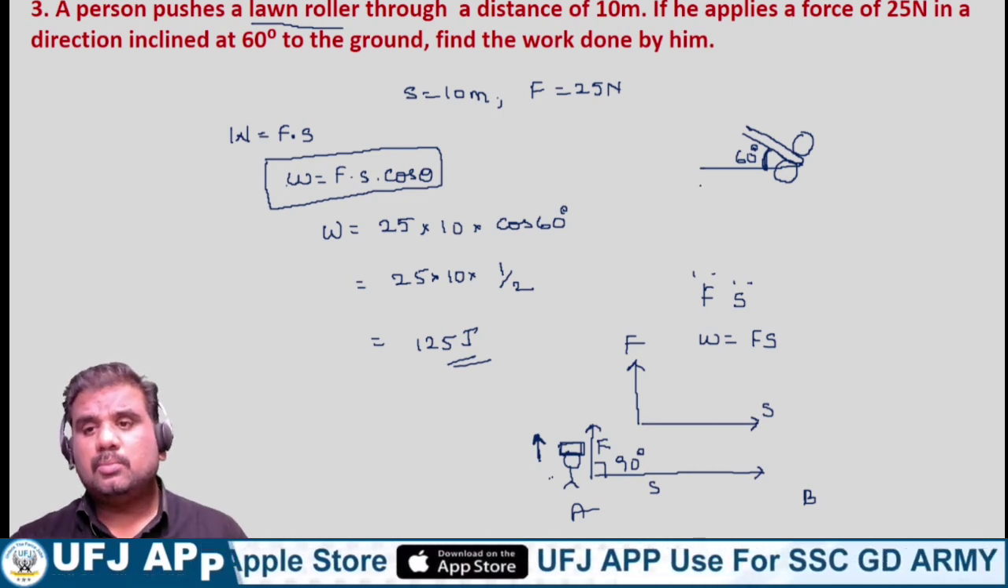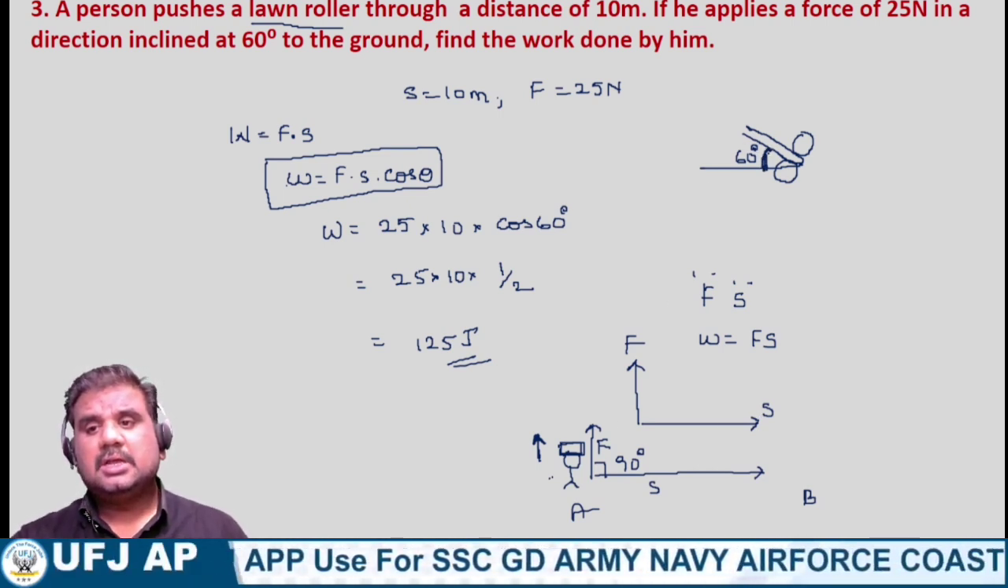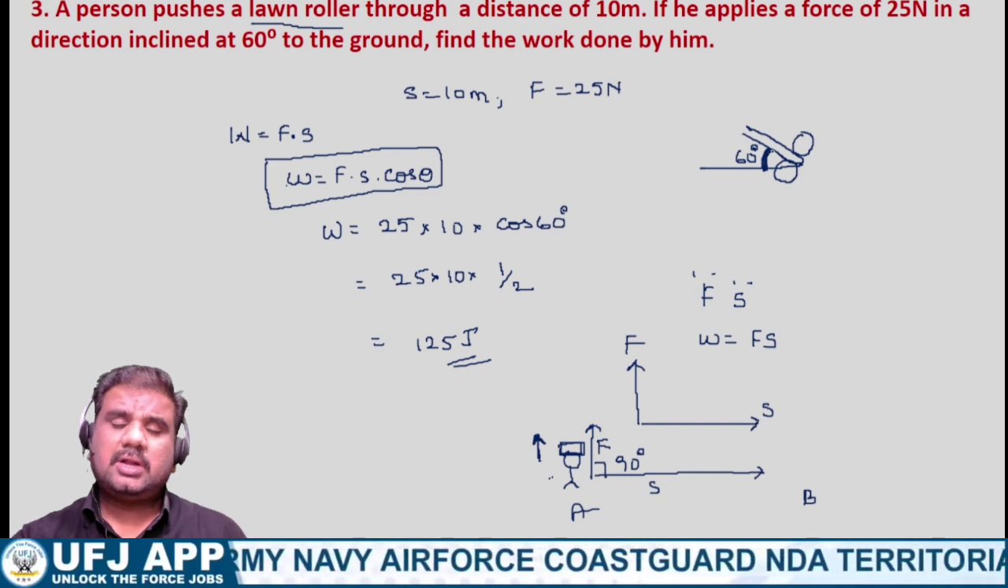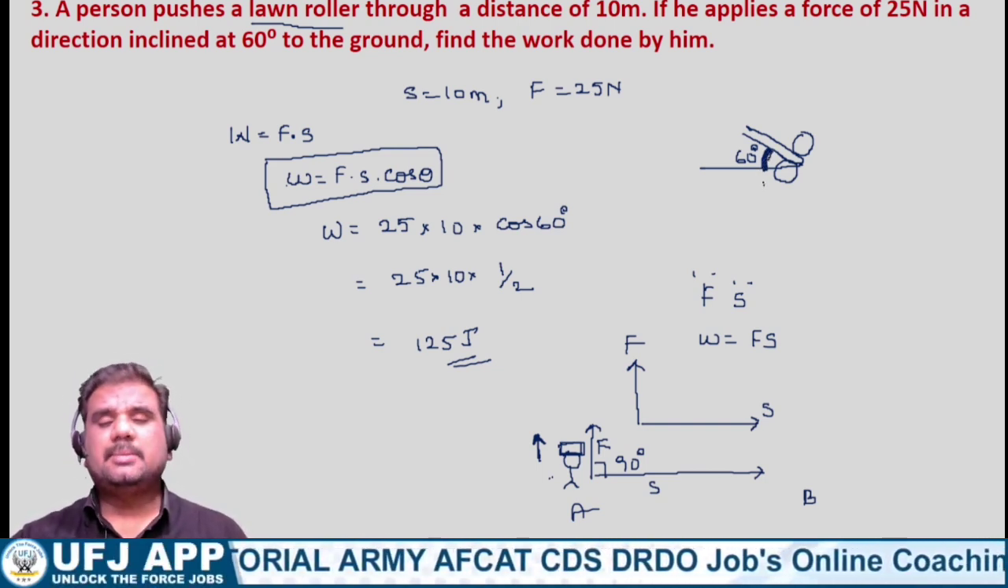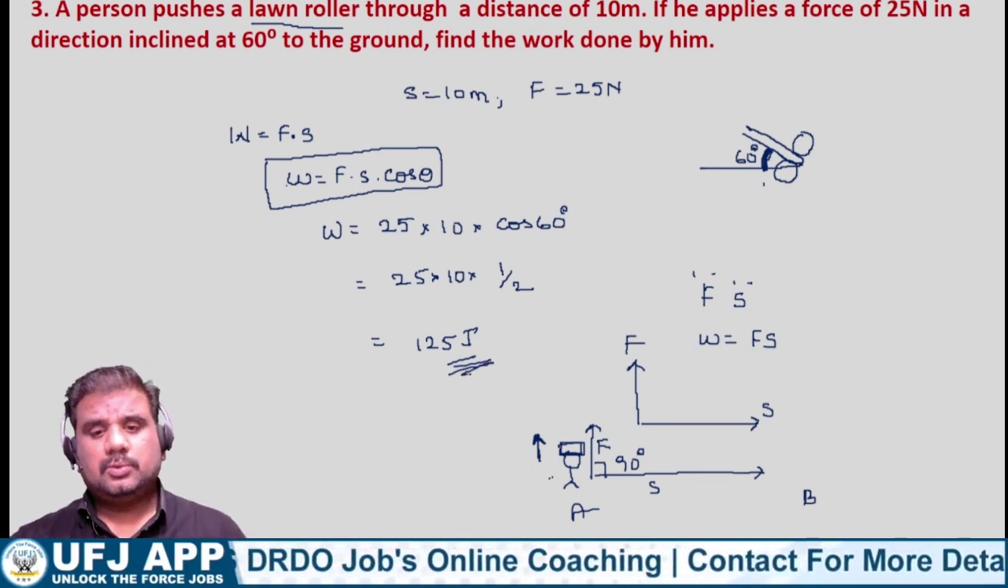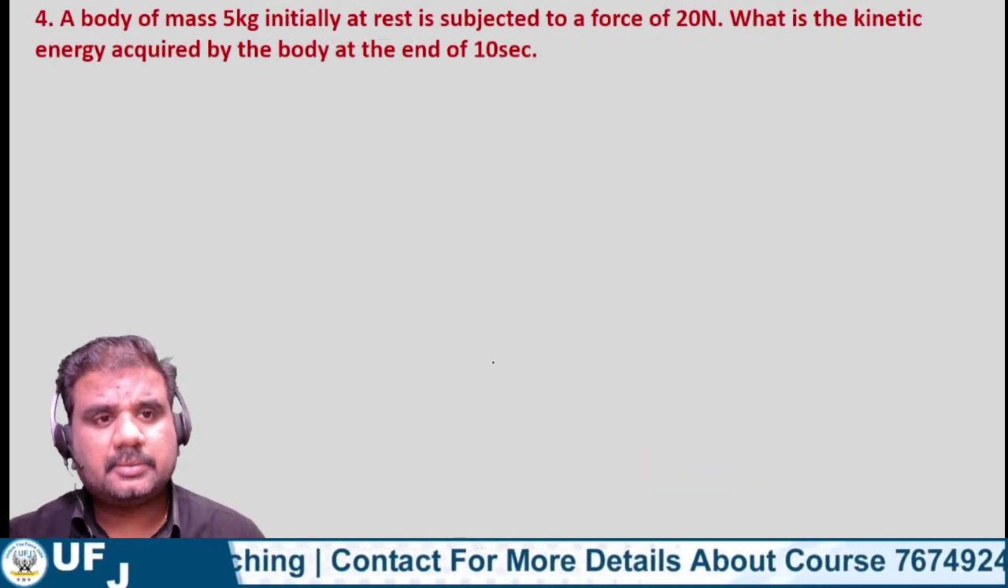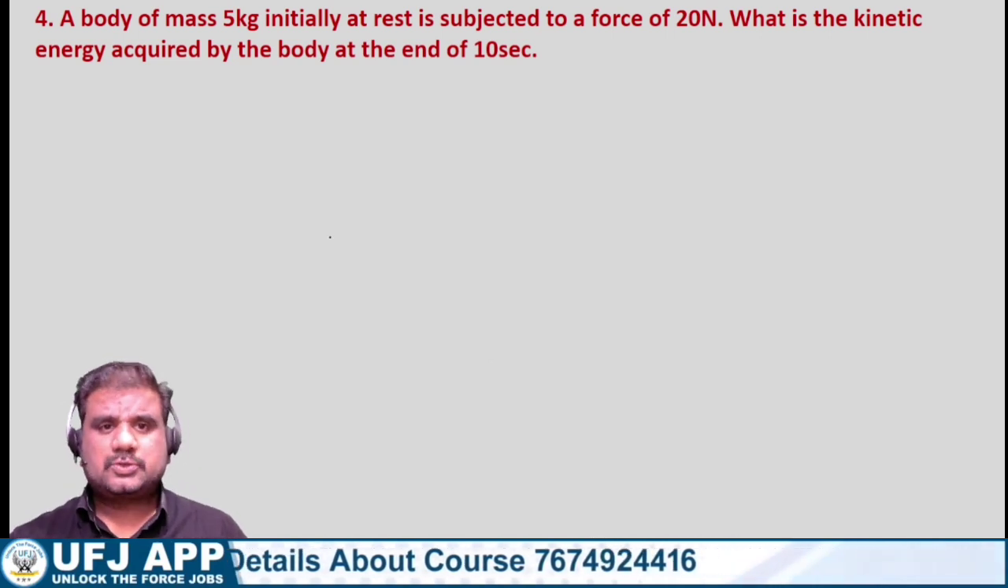But if at all you are moving at an angle like this, here what is the angle? The angle is not equal to 90 degrees. Here it is 60 degrees. Right? So in that particular case, some amount of work is done. So what is the work? 125 joules again.